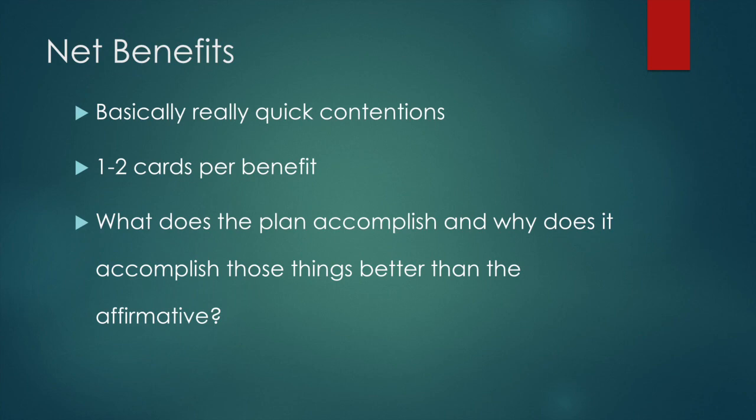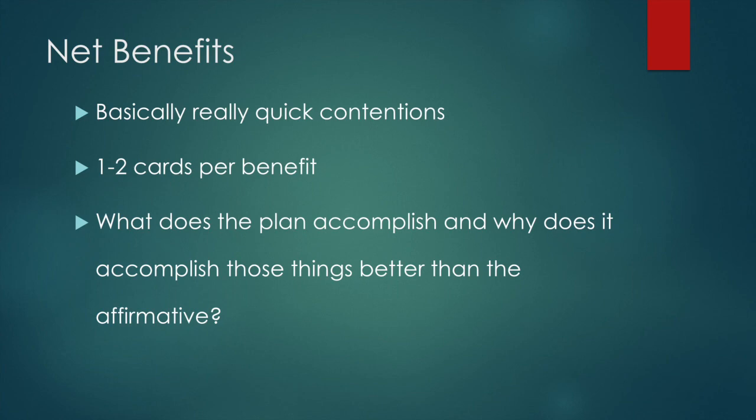So now to talk about net benefits. Net benefits are basically like really quick contentions. What I mean by that is that in the affirmative case, we affirm the resolution and then we give contentions that are independent reasons why affirming the resolution is a good thing. The net benefits on a counterplan are just independent reasons why doing the counterplan is a good thing. Whereas contentions on the AF would be multiple cards to really thoroughly make a point, typically with net benefits it's only 1 to 2 cards per benefit. You're not necessarily going to be listing multiple every time, but on some occasions you will.